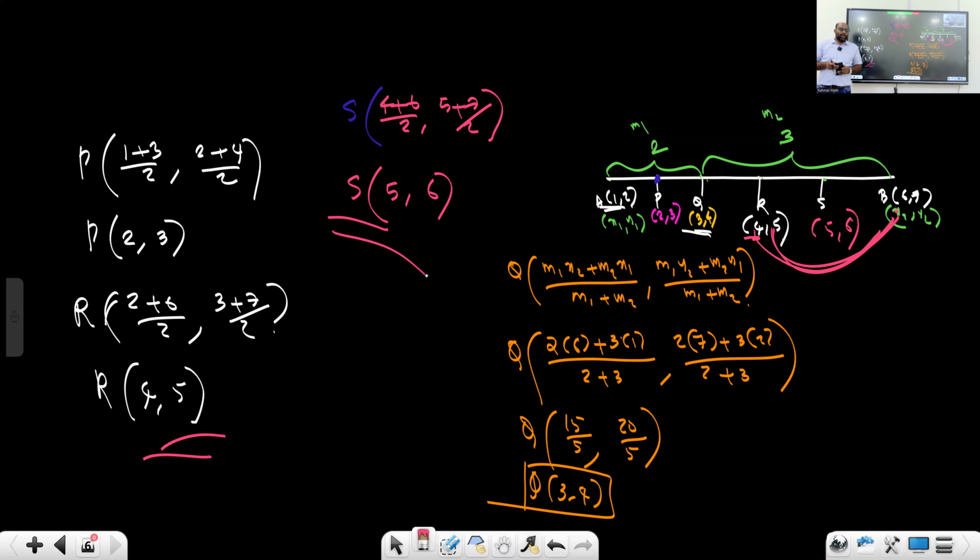Question number 8. Don't worry, everything will do. They're asking the ratio. If they are asking the ratio, what are we using? K:1. Read the question and accordingly draw the diagram.